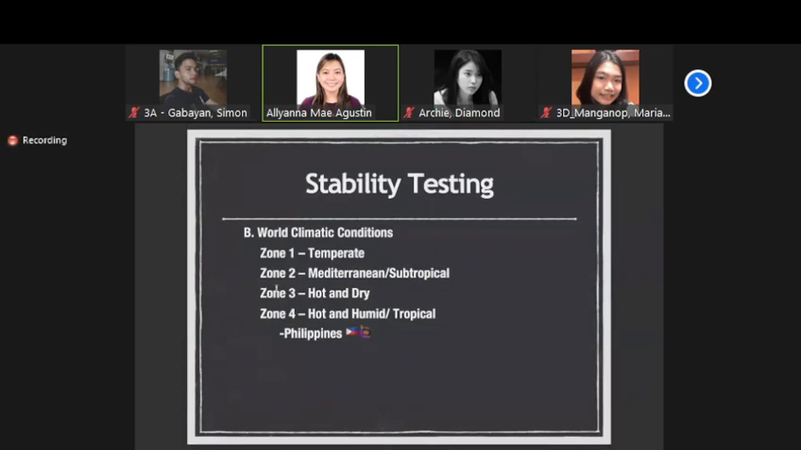Okay, ito very important. Ayan, tanong always sa board exam. So, at what climatic conditions does the Philippines belong? So, we have zone 4, hot and humid, or the tropical country. Okay, zone 4A and zone 4B. So we have zone 4A and zone 4B. So 4B tayo.